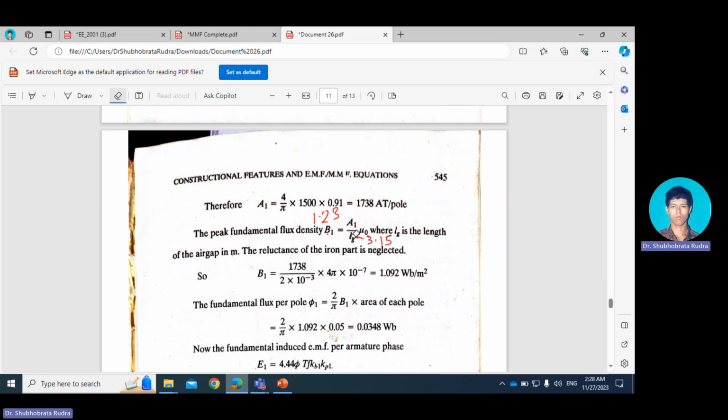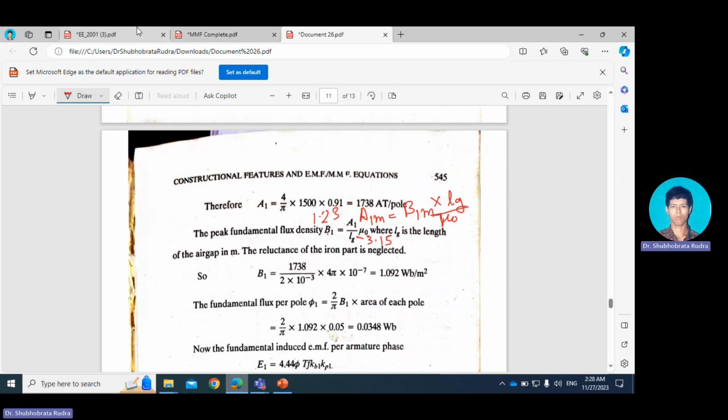So now we are ready to find out the A1M from this. You have V1M given. So V1M into LG by mu naught gives you our A1M, the air gap.